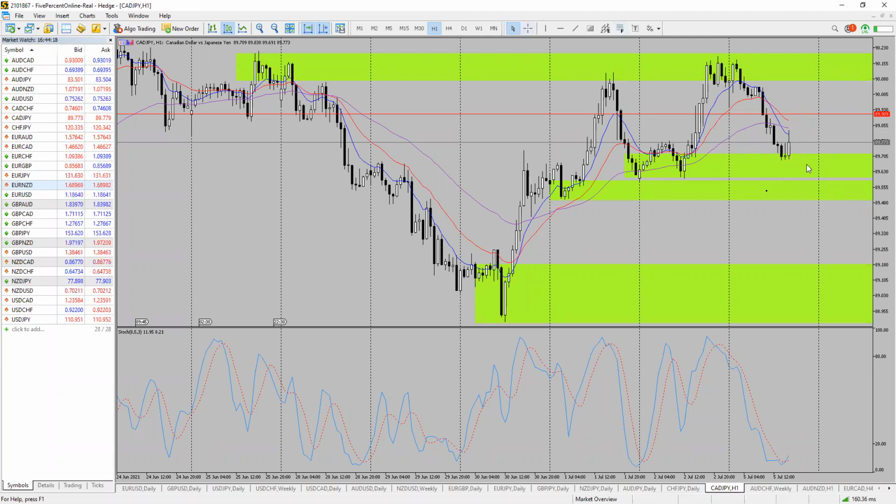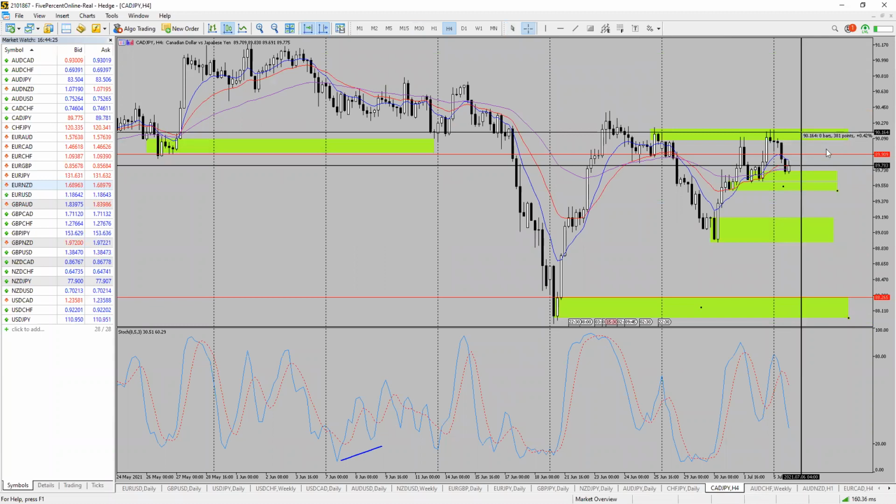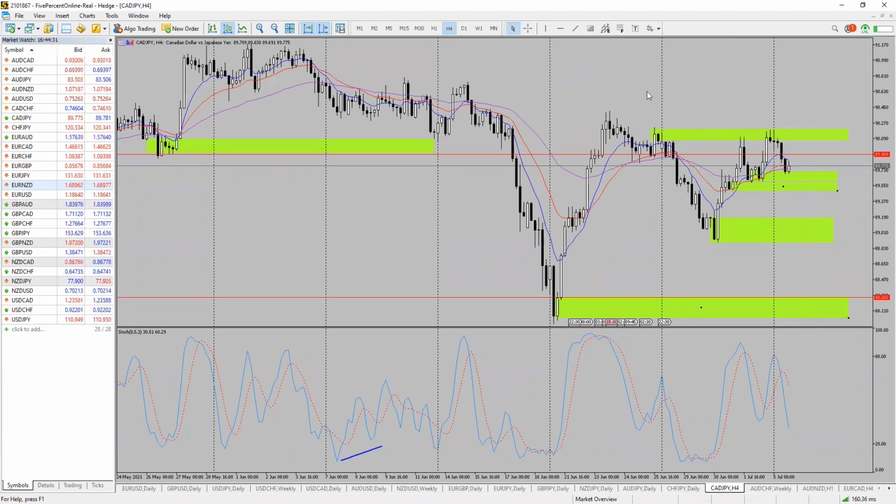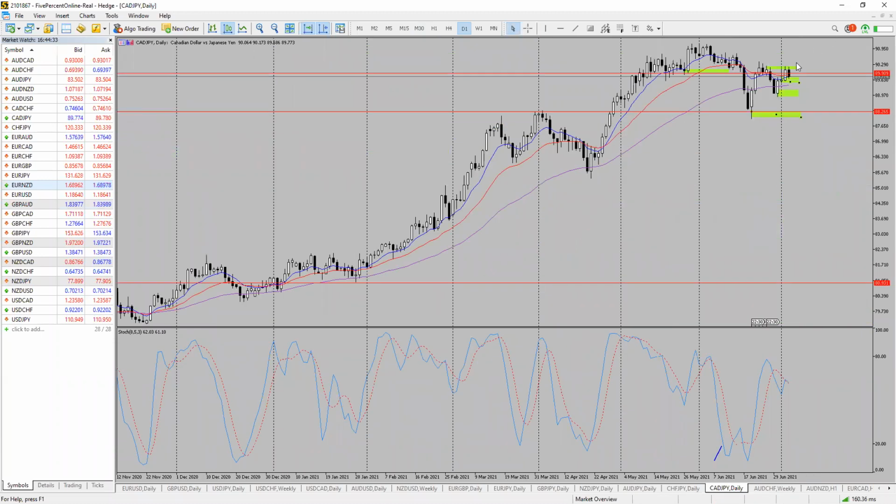And if you have more patience, it's not too much, it's just about 30, 40 pips. Wait for this supply to be consumed, to be broken, and then you can go long with more conviction. It also gives you confirmation that this previous resistance, which is now support, is holding, potentially.